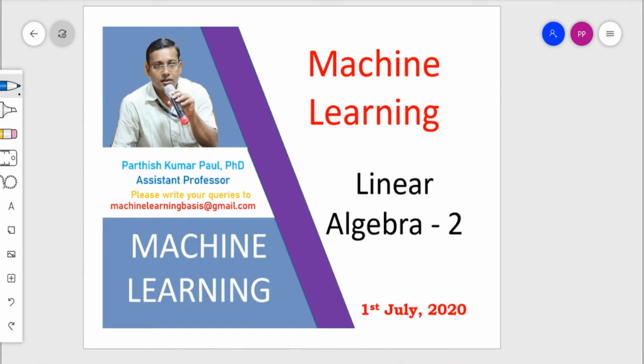In the last class, we learned the basics of linear algebra, starting with the four pillars of linear algebra, that is, the scalars, vectors, matrices, and tensors. We also learned certain operations upon these concepts. Today, we will learn further into the concepts of linear algebra.